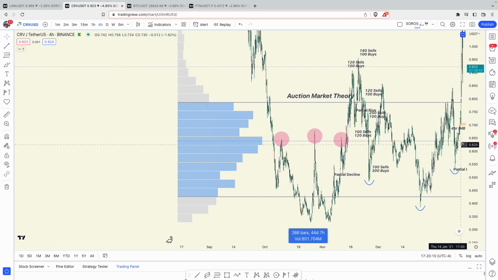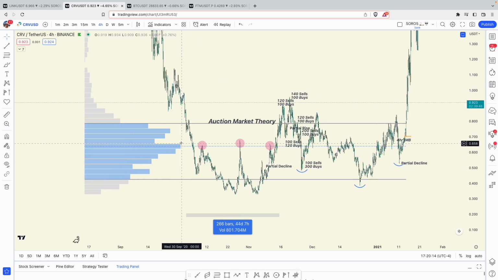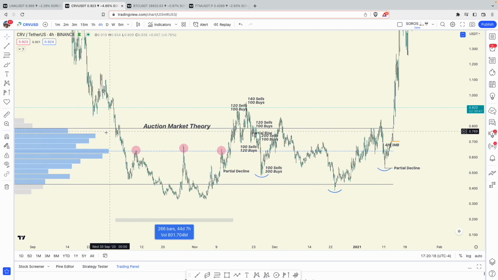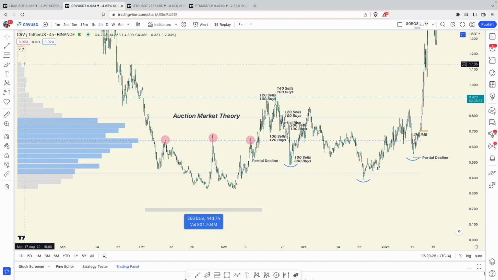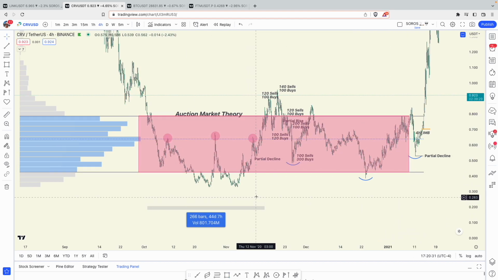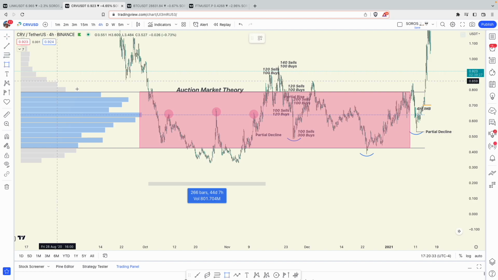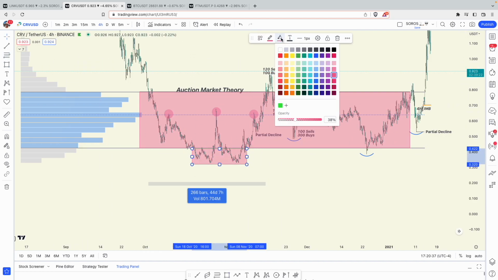Even though it looks goofy, it's because we're using a composite profile on a 4 hour time frame, so that's why the histograms are a bit wider. But the real true value range is over here. This is where the majority of price action happens. So if I just box out that range, you could see these are all deviations outside of the range. These are all manipulations, basically.